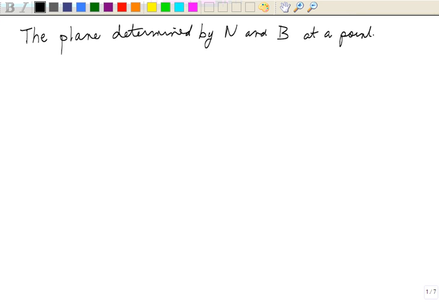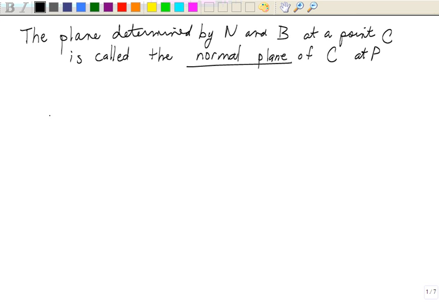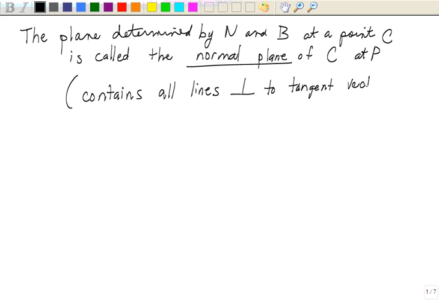Okay, let's talk about planes. The plane determined by the normal vector and the binormal vector at a point P on the curve C is called the normal plane of C at P. It contains all the lines perpendicular to the tangent vector at P.